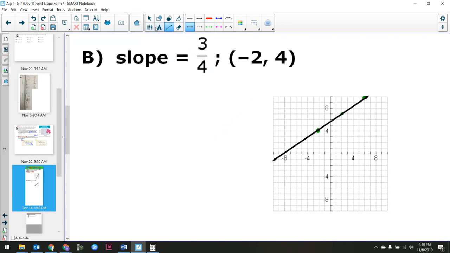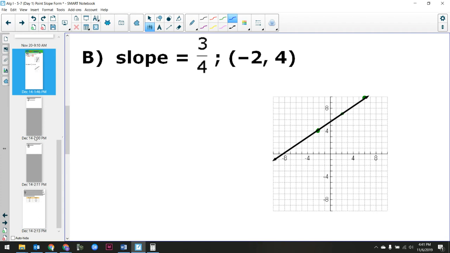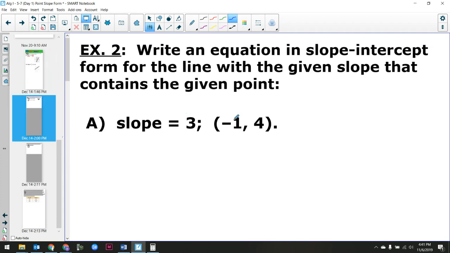So what am I showing you here? I'm showing that given a point and a slope, it's really easy to graph the line. Instead of starting at the y-intercept, you just start at the point now. Okay, so let's actually write some equations now. Write an equation in slope-intercept form that has the line with the given slope that contains the given point.